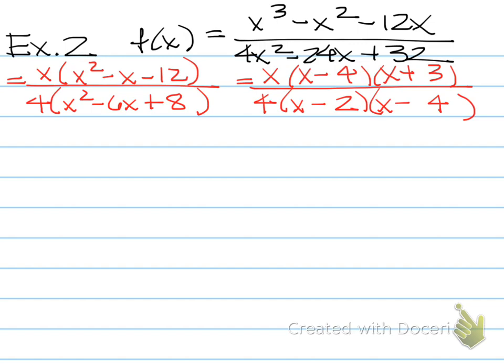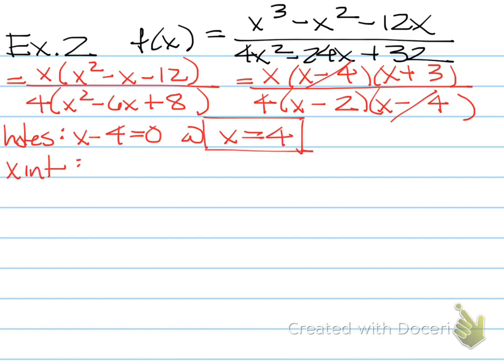As you can see, the x minus 4s cancel in the numerator and denominator, thus creating a hole at x equals 4. Since the x minus 4s cancel, there will not be a vertical asymptote at x equals 4. There will instead be a hole in the graph whenever x equals 4.